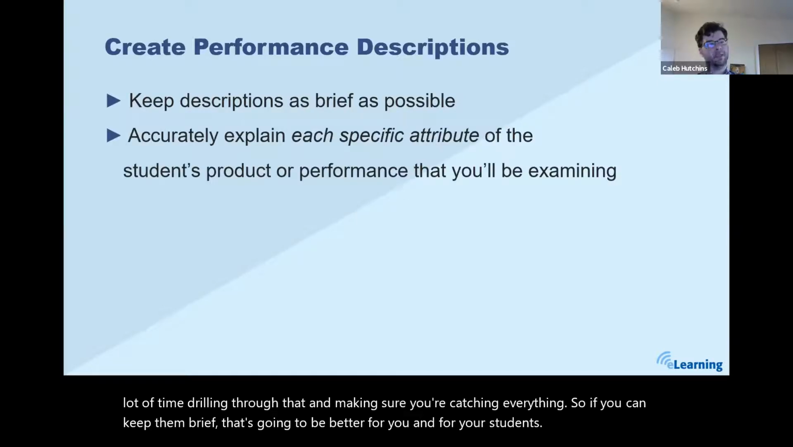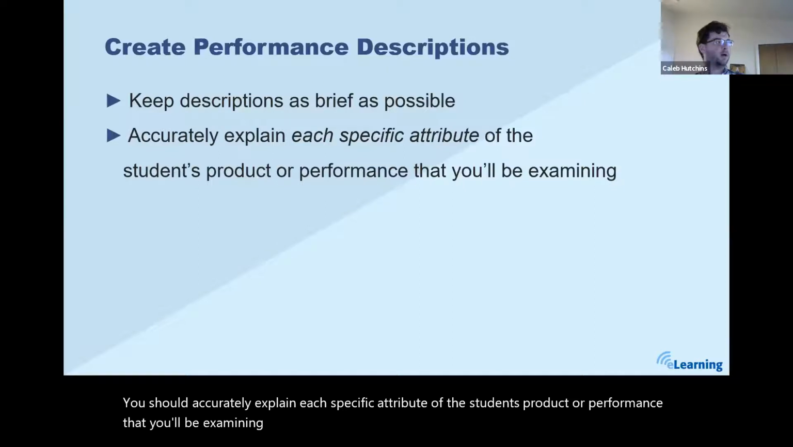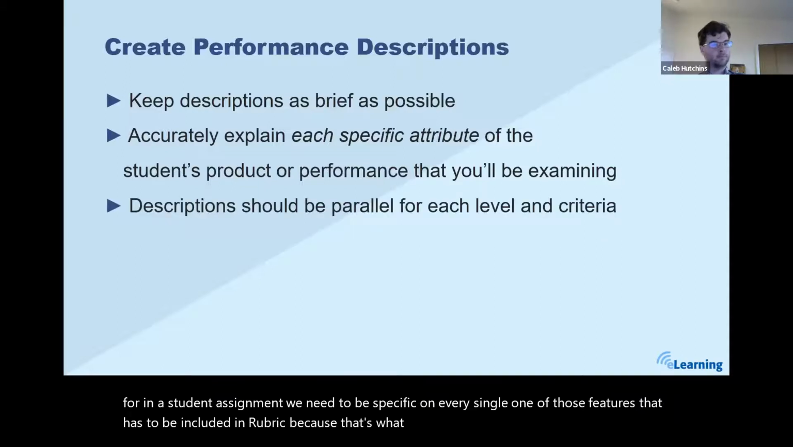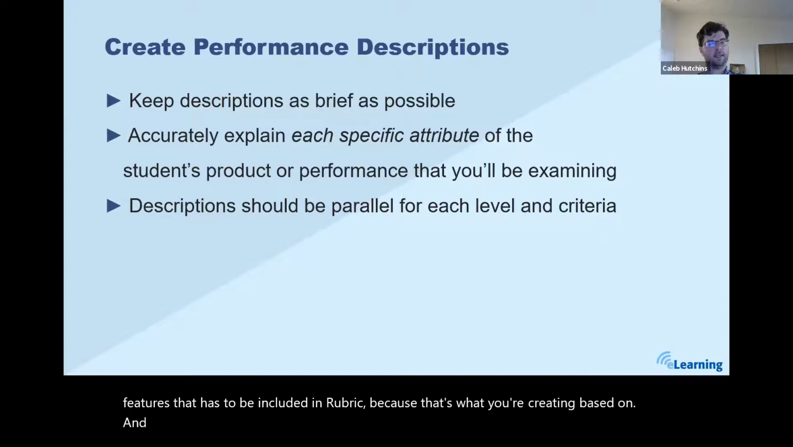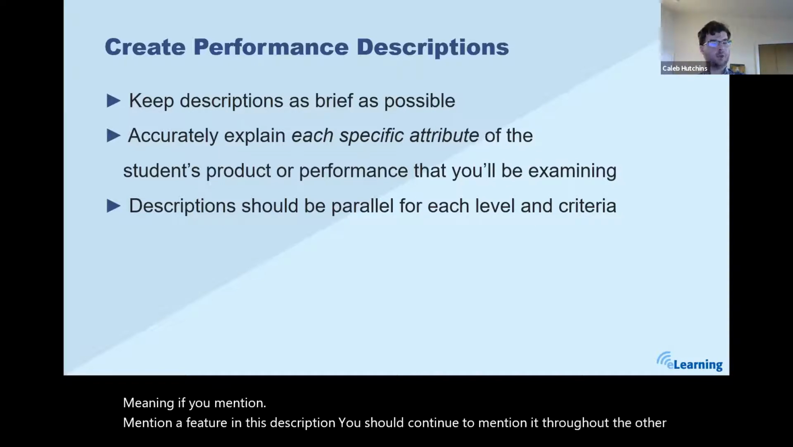You should accurately explain each specific attribute of the student's product or performance that you'll be examining. So again, when we are identifying the key features that we're looking for in a student assignment, we need to be specific on every single one of those features that has to be included in your rubric, because that's what you're grading based on. And then descriptions should be parallel for each level and criteria, meaning if you mention a feature in this description, you should continue to mention it throughout the other descriptions. And I'll show you what that looks like in just a second.